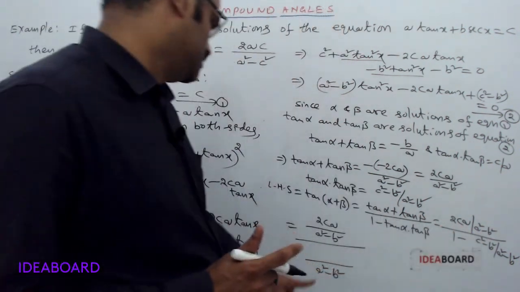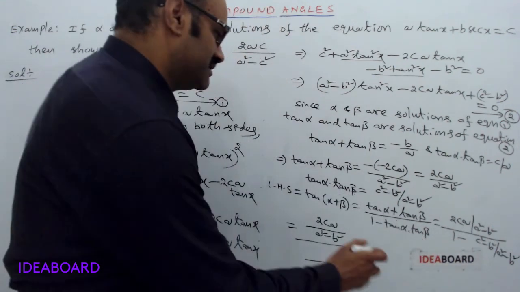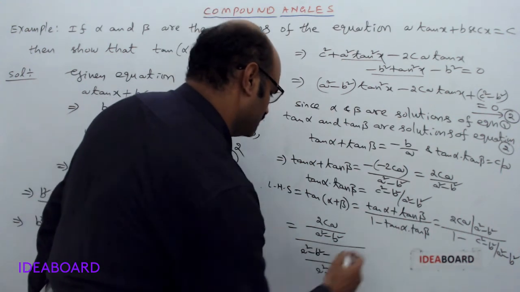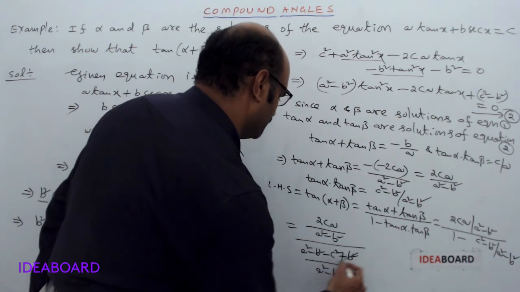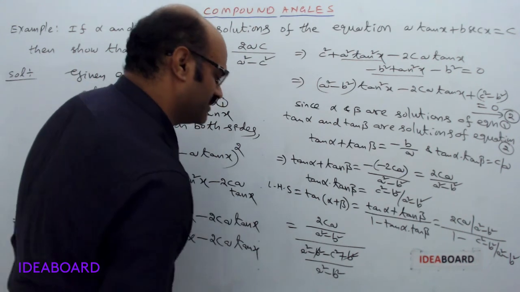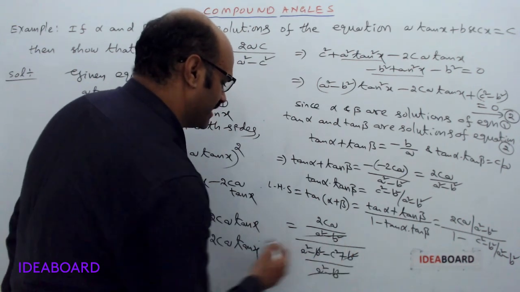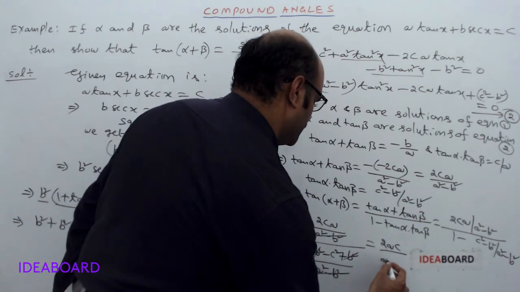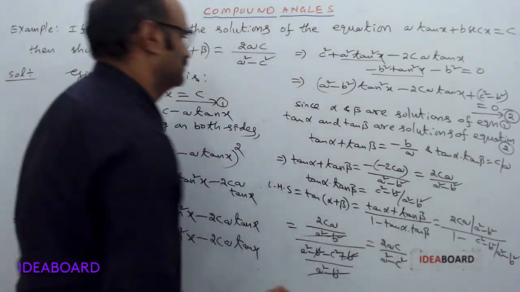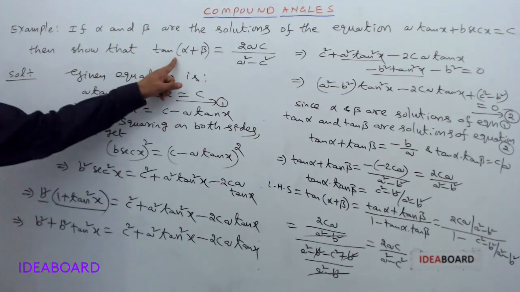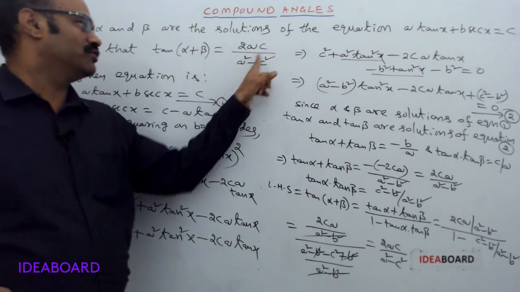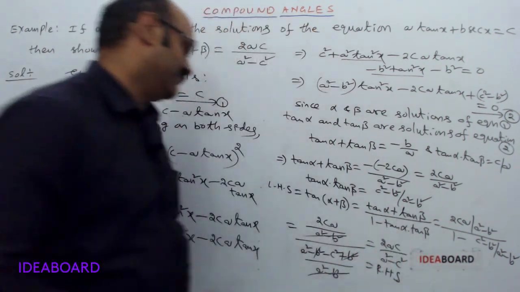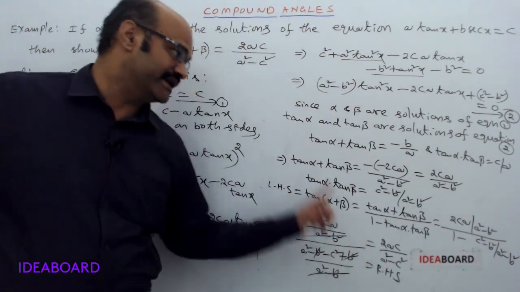Now, LCM a square minus b square minus of c square minus b square. B square minus b square becomes 0. A square minus b square cancel. So equal to 2ac by a square minus c square. So tan of alpha plus beta equal to 2ac by a square minus c square, which is equal to RHS. Therefore LHS equal to RHS, hence proved.